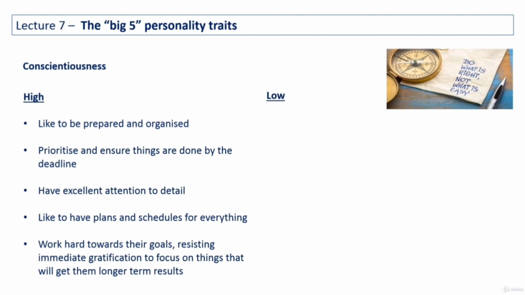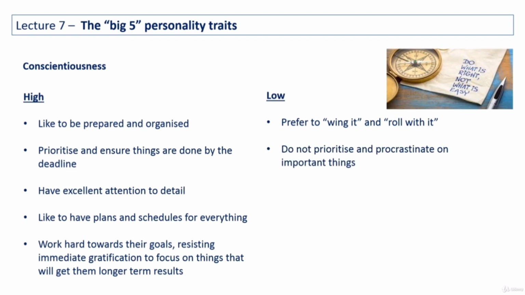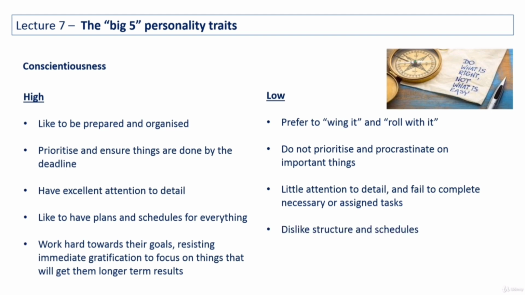Whereas those that score low on conscientiousness tend to prefer to wing it or roll with it. They do not prioritise and procrastinate on important things. They have little attention to detail and fail to complete necessary or assigned tasks. They dislike structure and schedules. And they fail to return things or put them back where they belong.